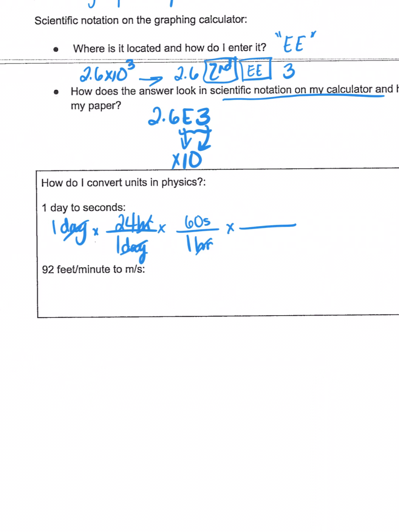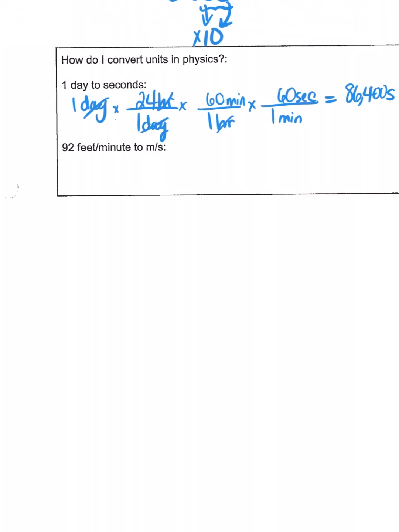And then, I'm sorry, 1 hour is 60 minutes. I knew something was weird there. 1 minute equals 60 seconds. So now, what we should get, we should know this, 86,400 seconds.